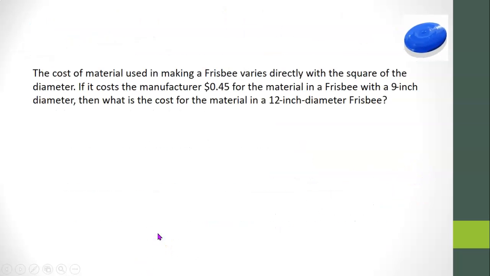Another example. The cost of material used in making a frisbee varies directly with the square of the diameter. If it costs the manufacturer 45 cents for the material in a frisbee with a 9-inch diameter, then what is the cost for the material in a 12-inch diameter frisbee?